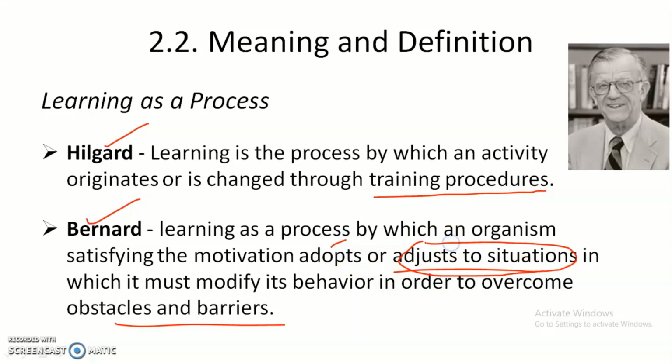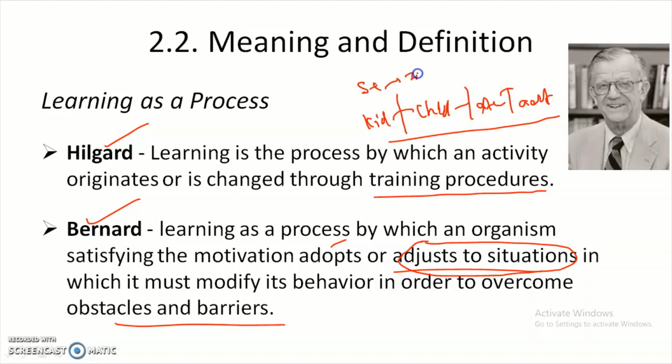Why? Because in our life we are not going to stick to a single situation. If you are a kid, our situations are different. From kid to child, our situations will be different, and from child to adolescent, and from adolescent to adult. In each and every stage, from the studying age to the job age, and from the job age to the marriage age, our situations will be different from age to age. So definitely whatever the learning process is, it must teach us how to adjust to the situations and how to modify our behavior in order to overcome the obstacles and barriers, right?